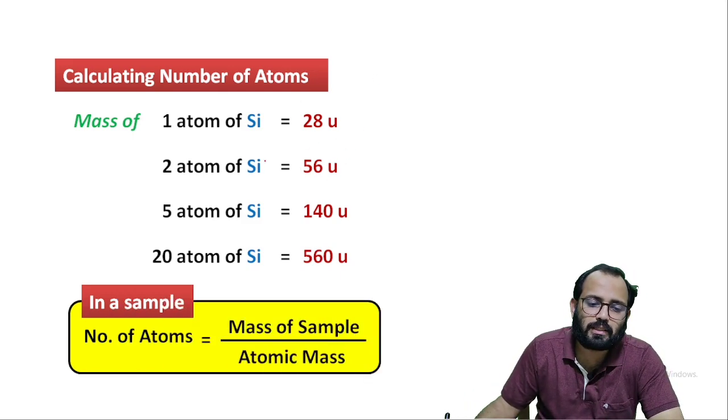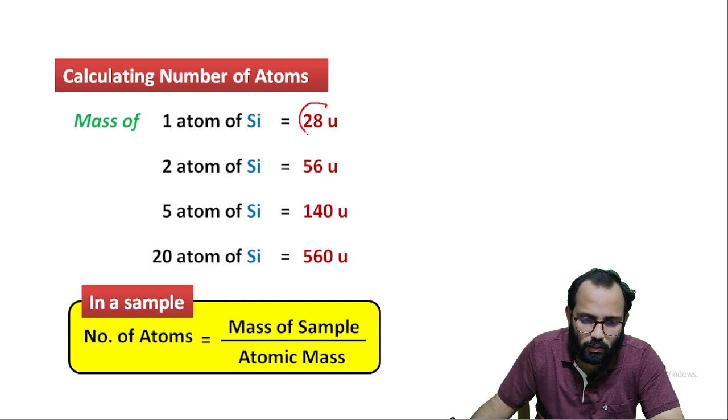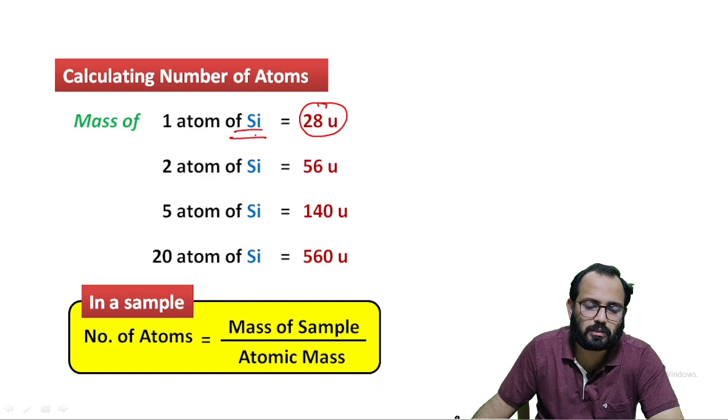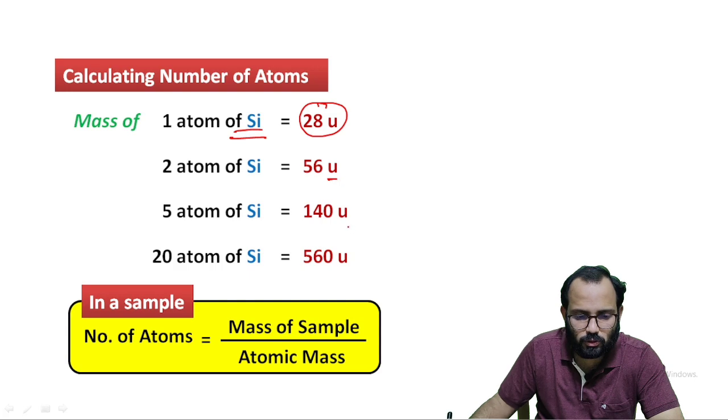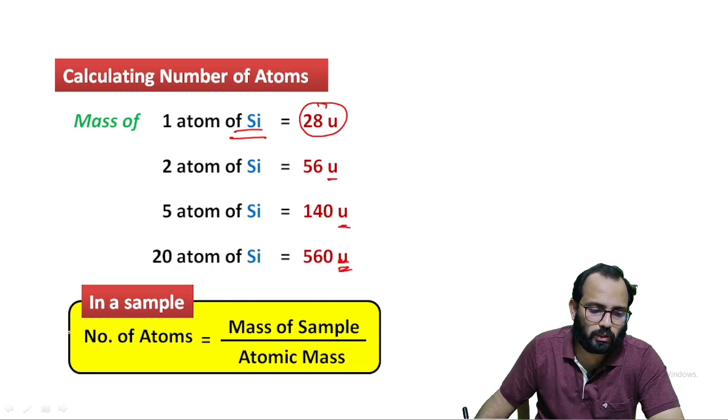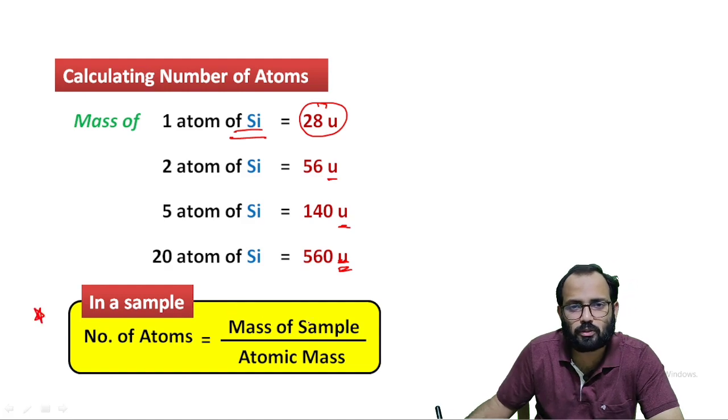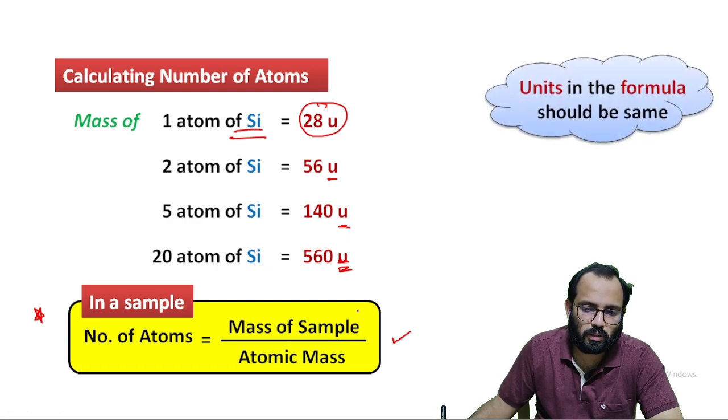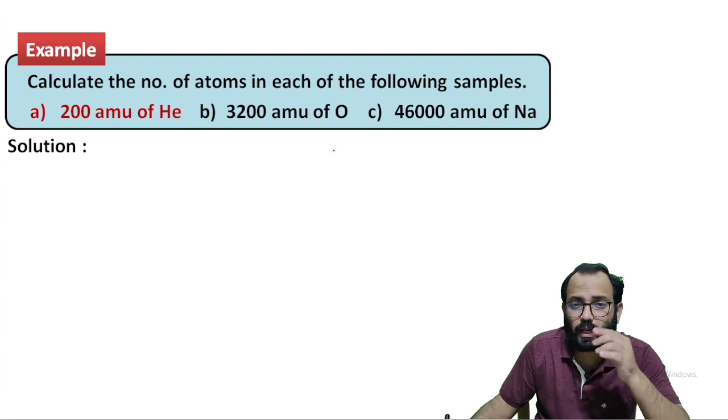So we are able to find the masses of each number of atoms. What is the number of atoms then? Mass by atomic mass, right? So we'll get the number of atoms. The important thing is the unit should be the same for all. The unit should not change. So you got the equation: number of atoms is equal to mass of sample by atomic mass. So the units in the formula should be the same. If it is u, this is also u. Okay, and let's find the answer for this one.